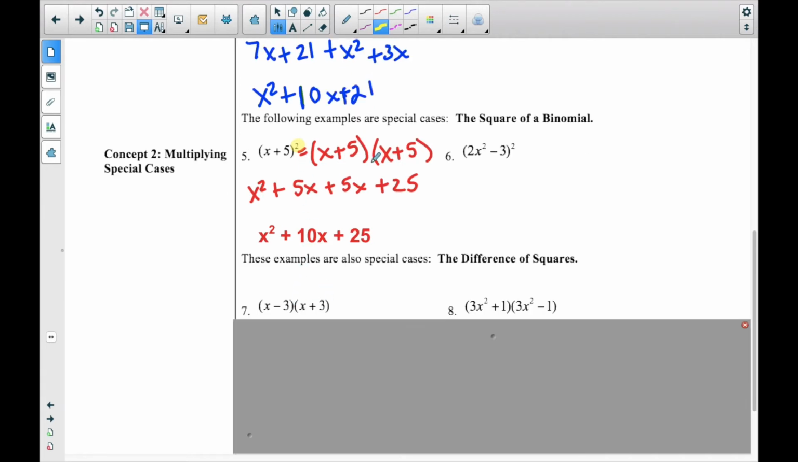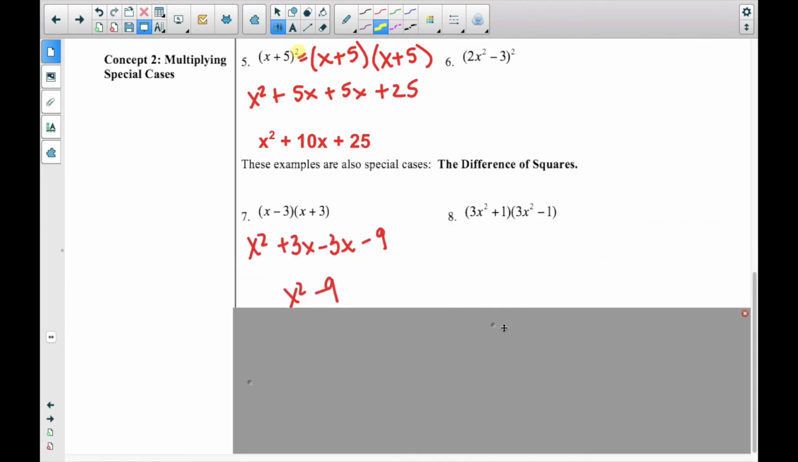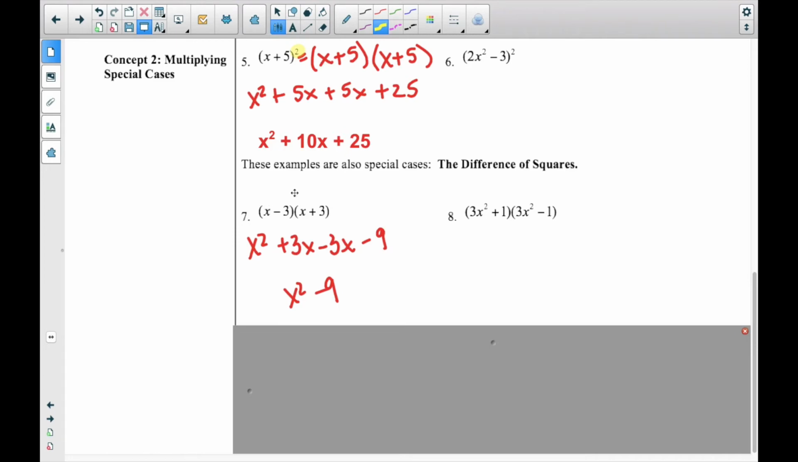This next example is similar to the last one we did. The only difference is we have a minus here and a plus here. And so when we multiply them, we're going to add our like terms, and when we add the like terms, something is going to happen that's going to make it look a little bit different. So let's go ahead and multiply those out. When you multiply them out, you get x squared plus 3x minus 3x, and then minus 9. And if we add our plus 3x and our minus 3x together, they cancel out. And so our final answer does not even have an x term in it. It's just x squared minus 9.